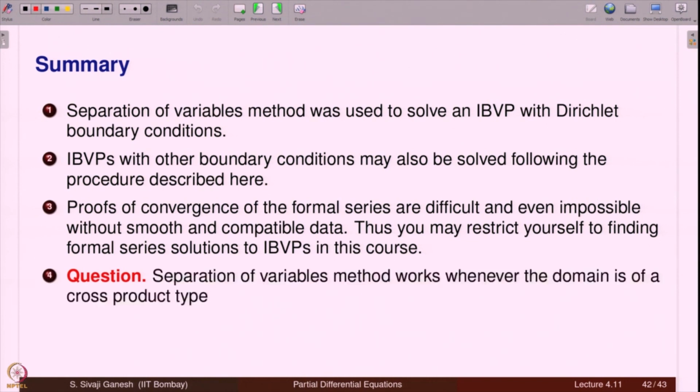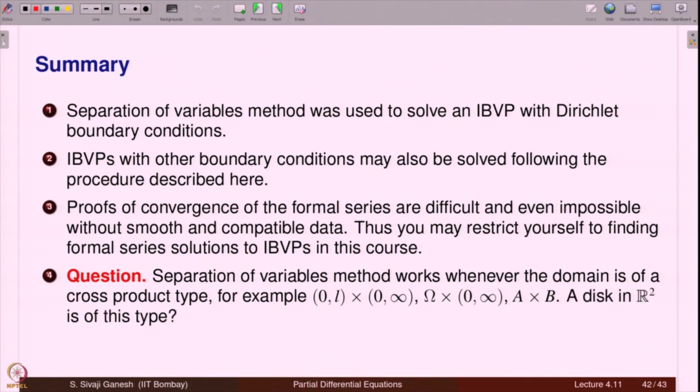Question: the separation of variables method works whenever the domain is of a cross product type. We have seen [0,L] cross [0,infinity), X(x), T(t), right. x belongs to [0,L], t belongs to [0,infinity), x belongs to omega, t belongs to [0,infinity). A cross B, okay, x belongs to A, t belongs to B, or x belongs to A, y belongs to B. A disk in R^2, is it of this type? Imagine you have a unit disk even, okay. Does it look like a cross product of two domains?